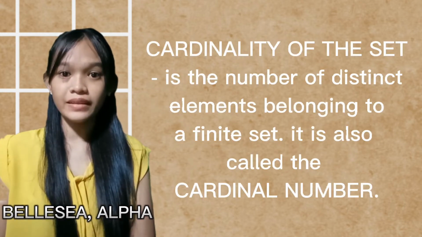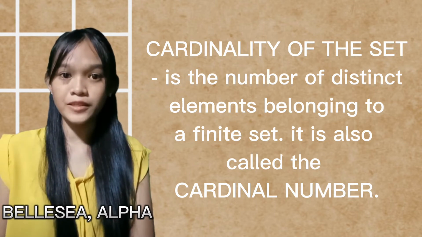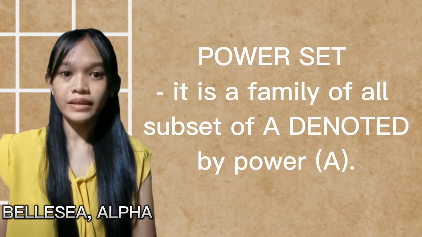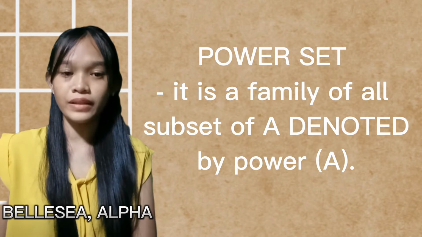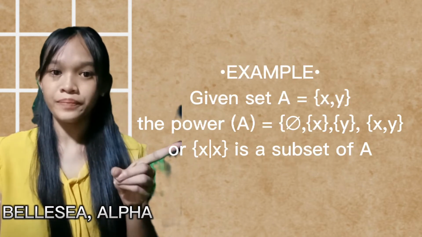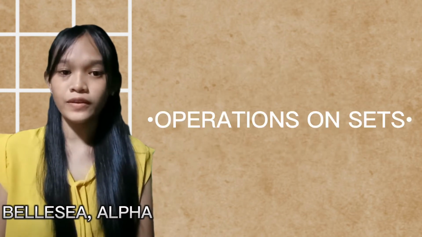Cardinality of a set is the number of distinct elements belonging to a finite set. It is also called the cardinal number. Next is the power set. It is the family of all subsets of A, denoted by the power set of A. The example is this one. Let's move on to operations on sets.